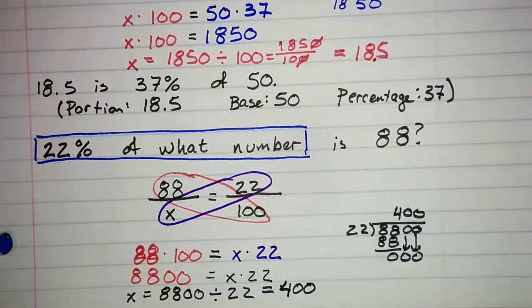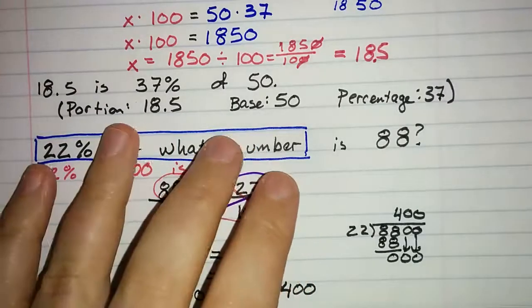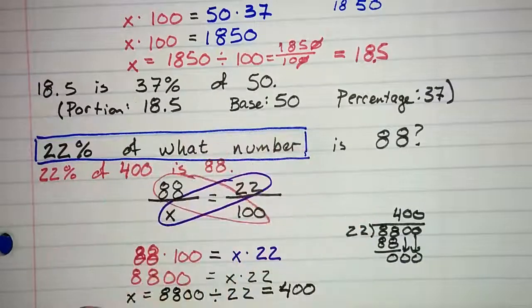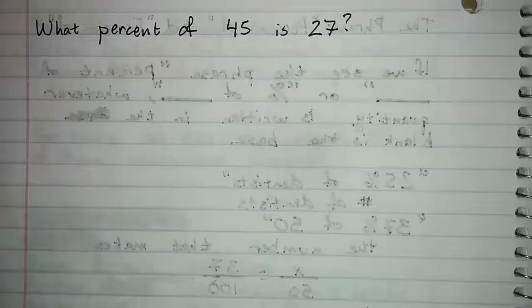So we discover that 22% of 400 is 88. So we can ask a question about the portion. We can ask a question about the base. How would it look if we were asking a question about the percentage? Well, we'll say what percent, won't we? We might ask, what percent of 45 is 27?